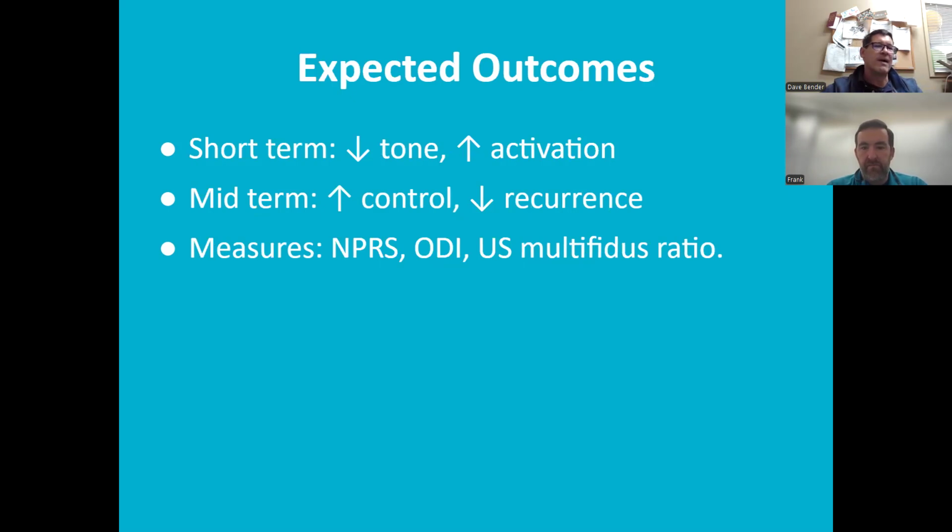In the short term, what we want to see is decreased tone and improved facilitation of the proper muscles, deep multifidi, proper sequencing, glute before hamstring with loading activities. Midterm, we're looking at increased control and decreased recurrence of pain. And here it's good that we have different measures: NPRS scores, the ODI. And again, ultrasound multifidus ratio is another good one that's included in there.